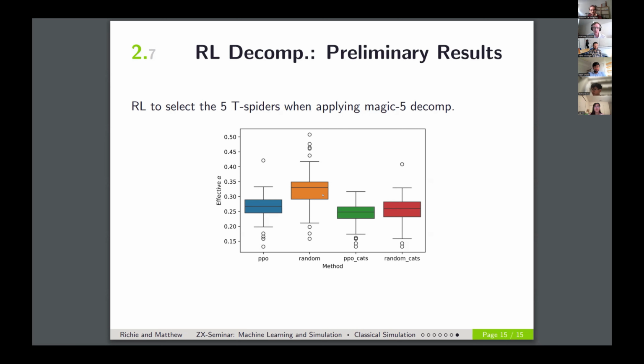So these left 2 bars show if we do this with Magic 5 only, we managed to reduce the effective alpha by 0.1 just by using this model rather than randomly. And then if we bring cats into the mix, then it's a much smaller decrease in alpha, about 0.01. But if the T count is large enough, then this still corresponds to quite a large difference in the number of turns and hence the runtime. So we think there's a lot of potential here if we bring in all the other decompositions as well and let the model decide which decomposition to use at each step and on which T-spider to apply it. So this is the future ongoing work here.